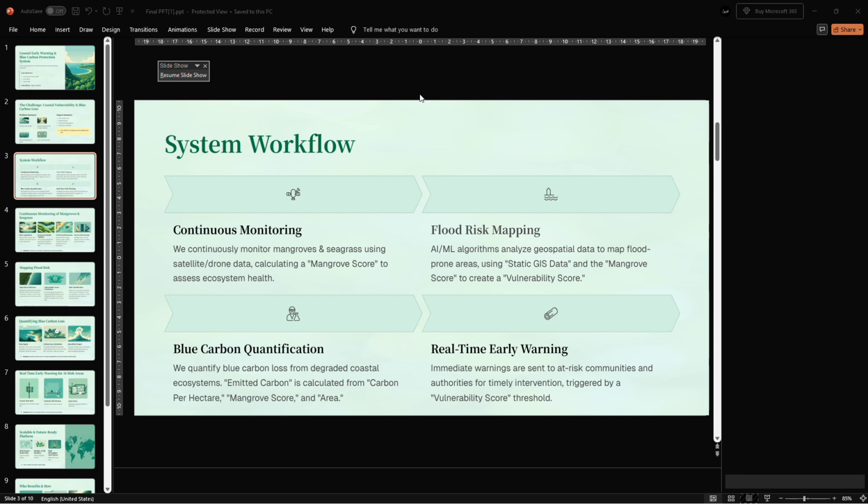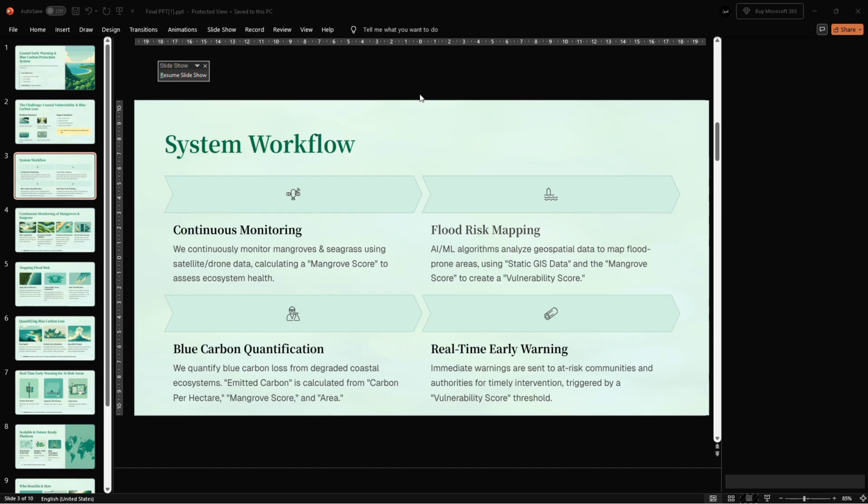Then we move to the second point, that is flood risk mapping. Our AI/ML algorithm analyzes geospatial data to map flood-prone areas using static GIS data, which is static geographical data, and the mangrove score to create a vulnerability score. Basically, it's a type of scale that we implemented to show which area is in danger, and we prioritize our ML model in such a way that the areas with the increased vulnerability score are our topmost priority.